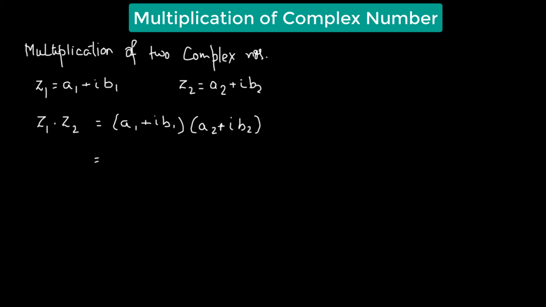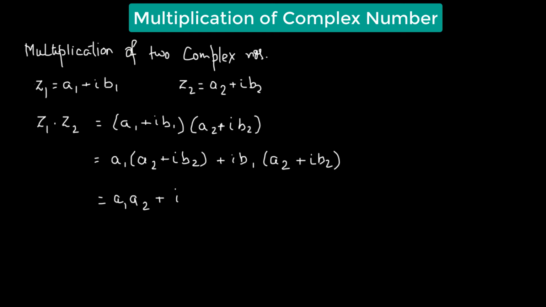That will be equal to a1 multiplied by (a2 plus i times b2) plus i times b1 multiplied by (a2 plus i times b2), which is finally equal to a1 times a2 plus i times a1 times b2 plus i times b1 times a2 plus i squared b1 times b2, which is equal to a1 times a2 minus b1 times b2.